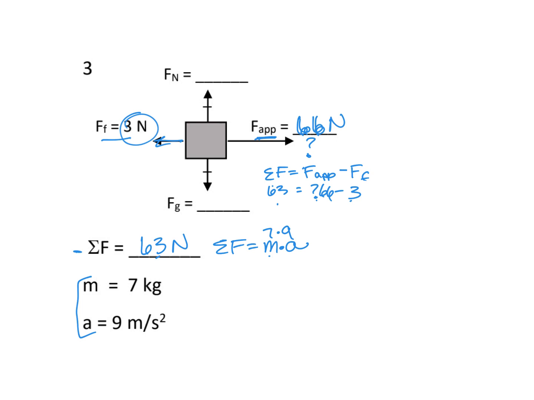And then to get the force of gravity, I'm going to use m times g. So Fg is m times g. The mass we have is 7. So 7 times 10, g is always 10, gives me 70 newtons for the force of gravity. And if I know that my force of gravity is 70, then I know my normal force has to be 70. So that's the third one. I'm sorry I messed you up doing the net force.